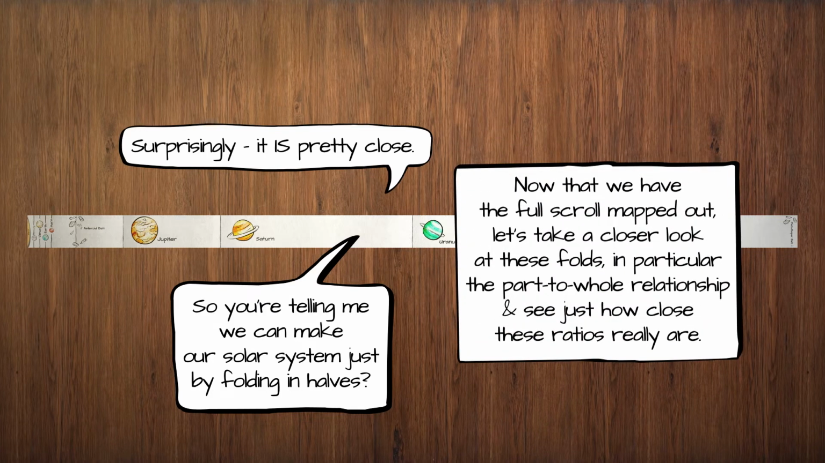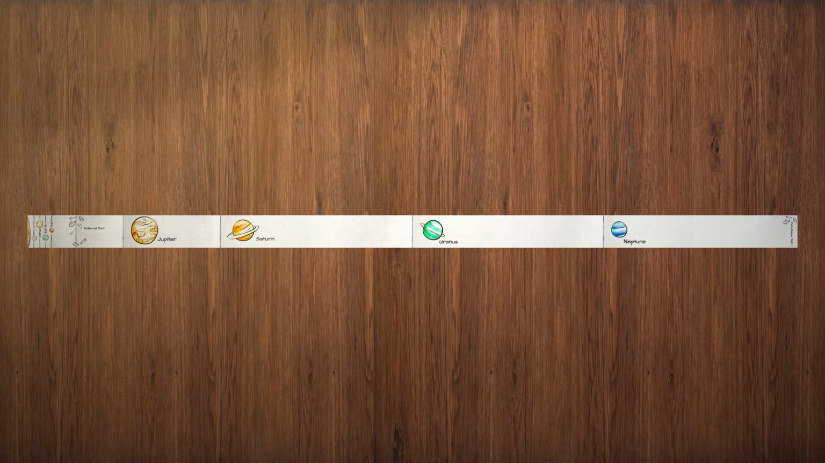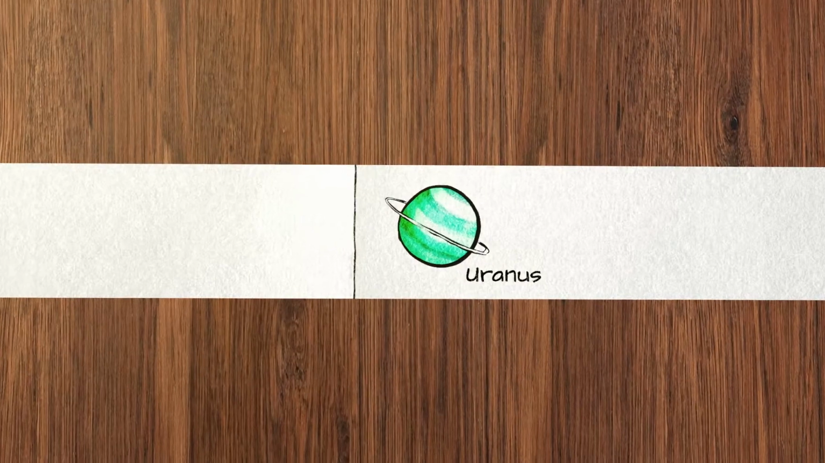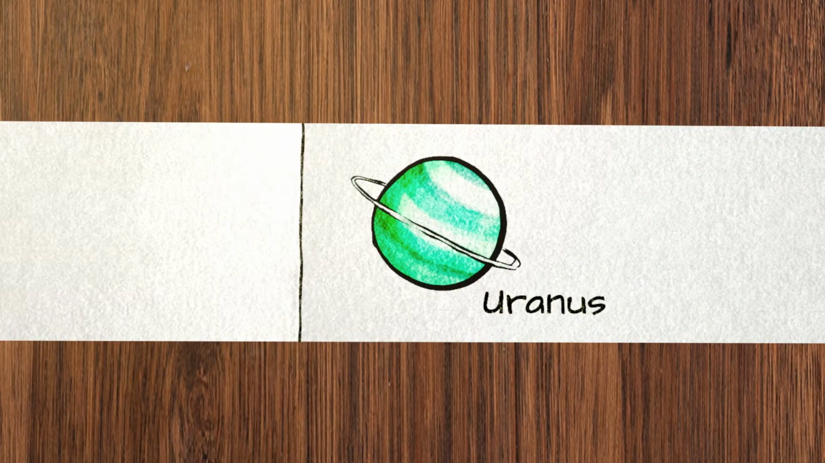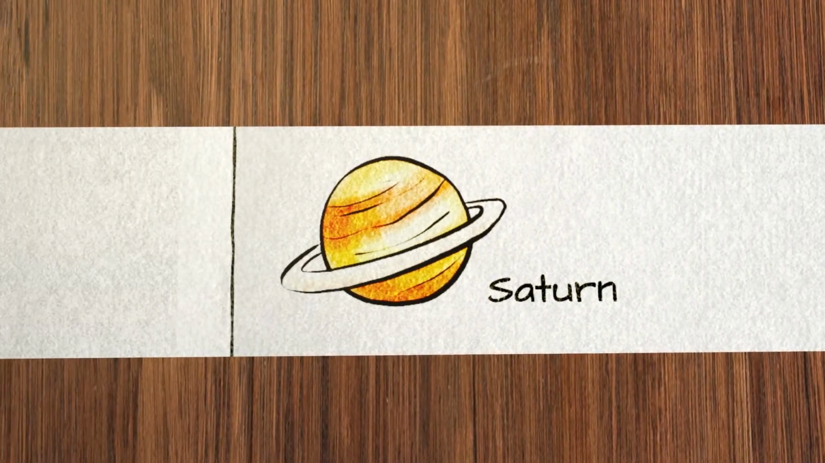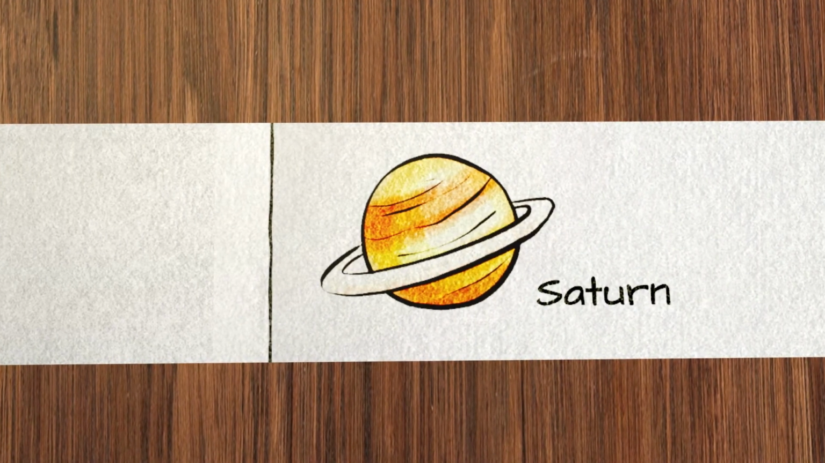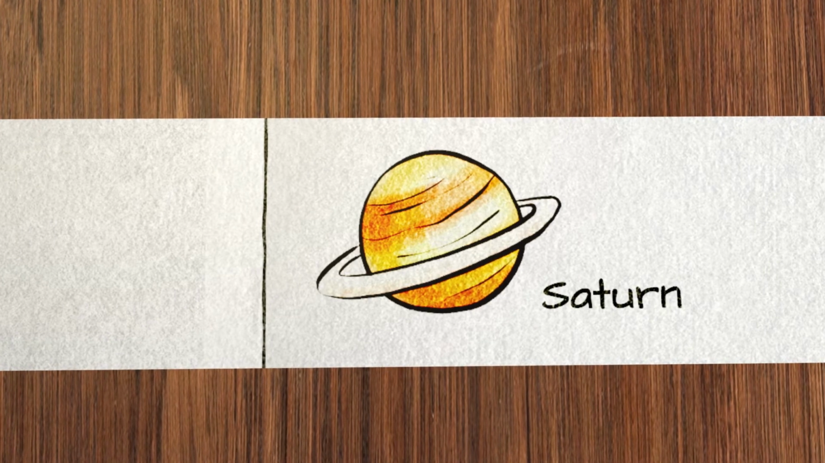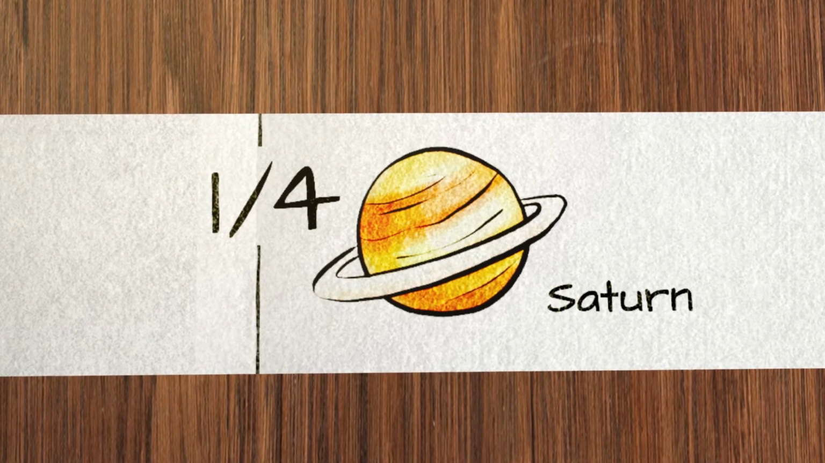Now that we have the full scroll mapped out, let's take a closer look at these folds. In particular, the part-to-whole relationship, and see just how close these ratios really are. Think back to when we had the Sun as 0 and Pluto, or the Kuiper Belt, as 1. When we folded it in half, we found Uranus. So let's label Uranus as 1/2. And our first special fold was half of a half. That meant our line from Saturn was half the distance between the Sun and Uranus, or at 1/4 of our scroll length.